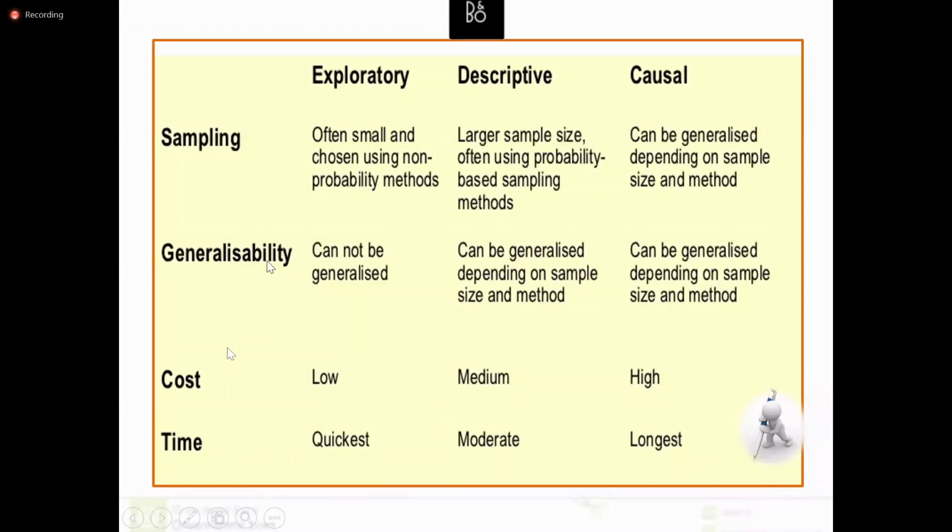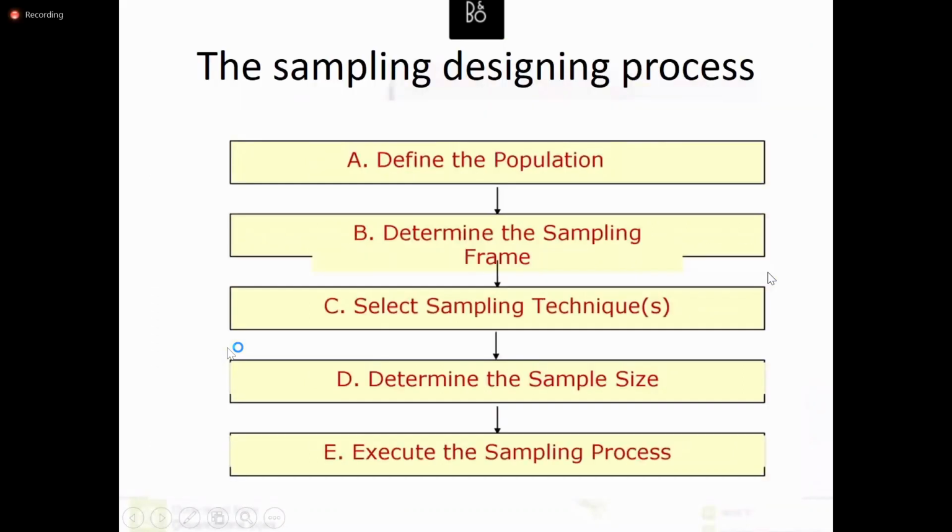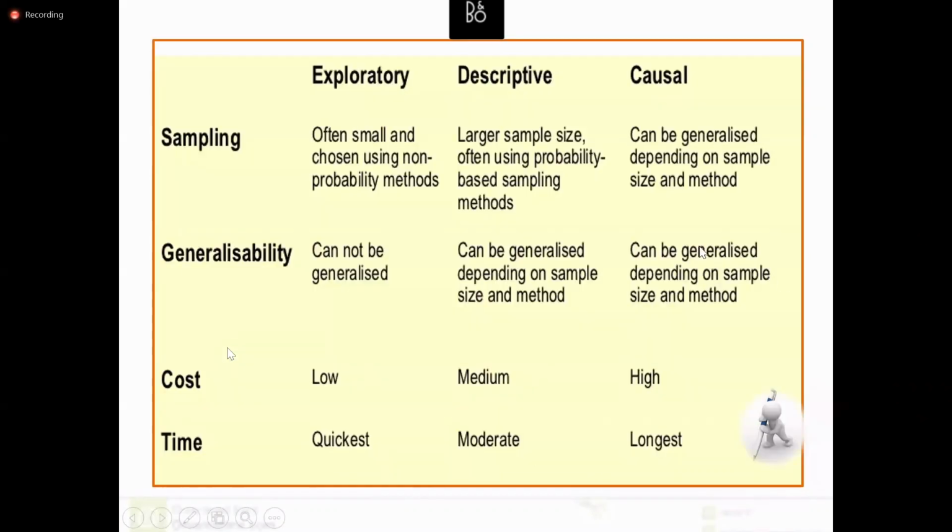Then generalizability: here it cannot be generalized, because you are studying only a smaller population. Here it can be generalized, right? And here also it can be generalized depending on the sample, right? So if the sample size is much higher in the partial research, you can have a generalization, but most often it is the descriptive statistics that we may be able to generalize to the population.